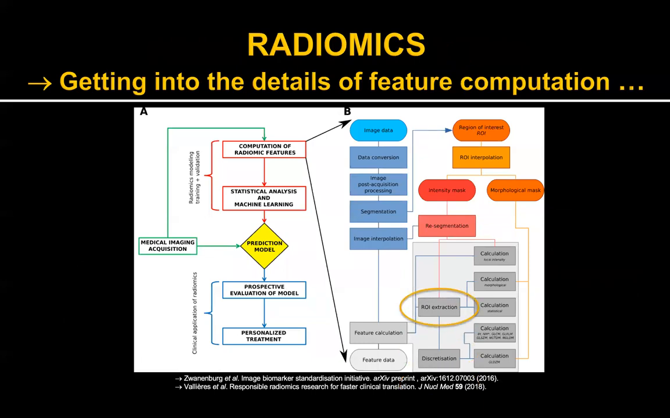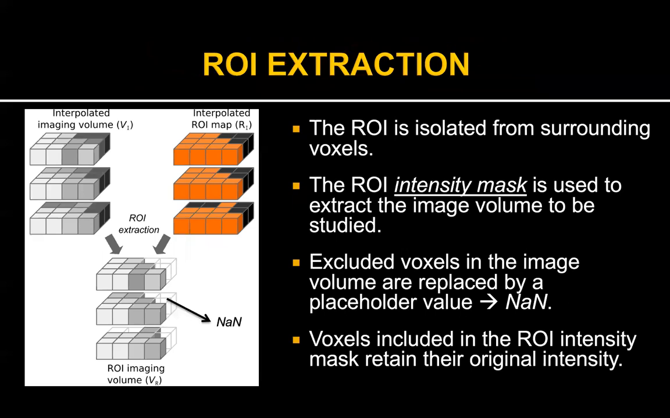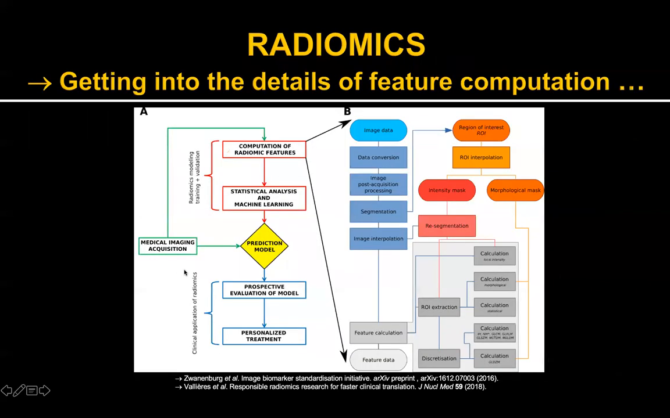Then we get to the process of almost going into feature calculation, ROI extraction, which is simply the process of, for example, putting placeholder values for those voxels that are outside the region of interest in order to make calculations easier. Then we get to discretization.